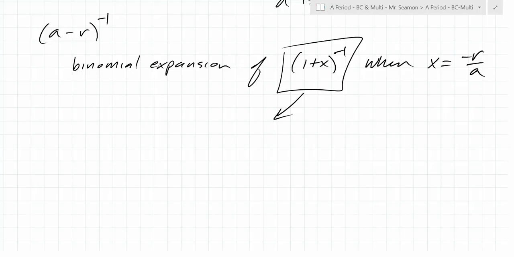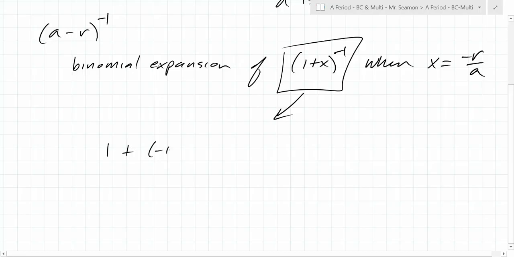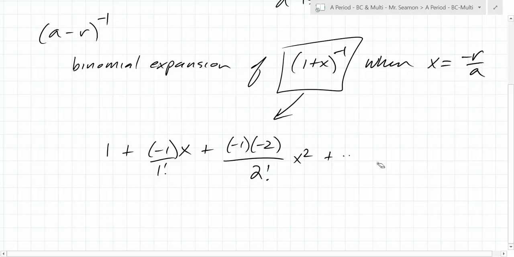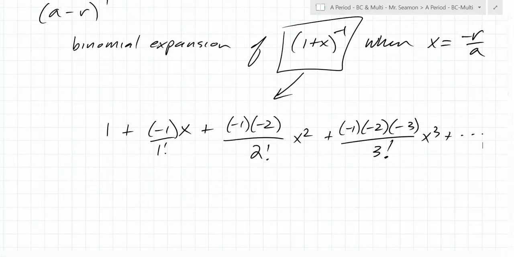1 plus negative 1x, correct. Plus, negative 1 times negative 1 minus 1, negative 2, over 2 factorial, and this is x squared. Plus, you can do one more: negative 1 times negative 2 times negative 3 over 3 factorial x cubed. So that right there is the binomial expansion for 1 plus x to the negative 1.